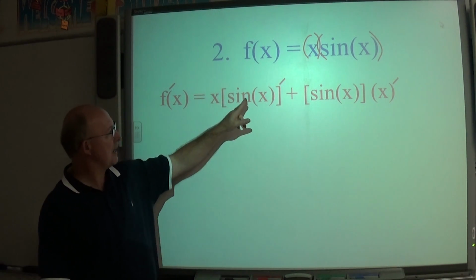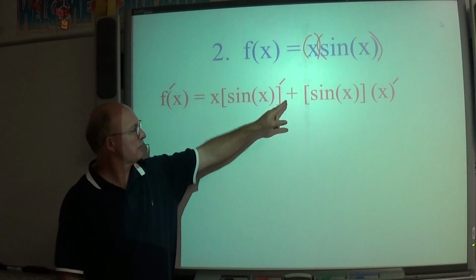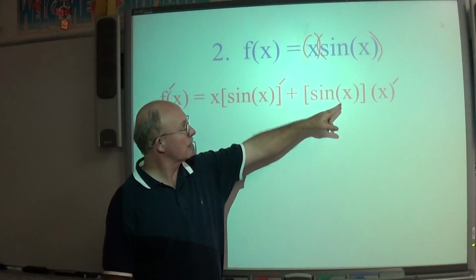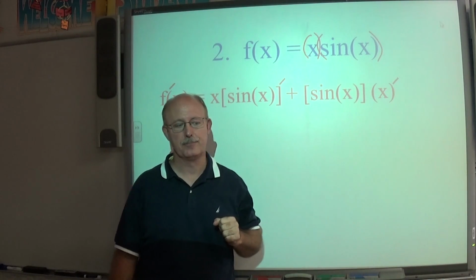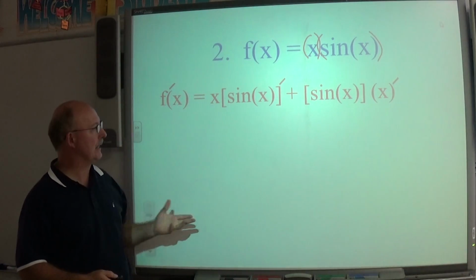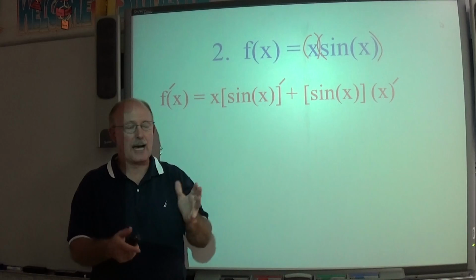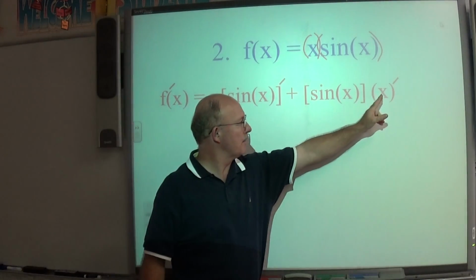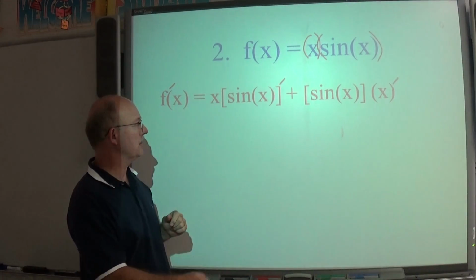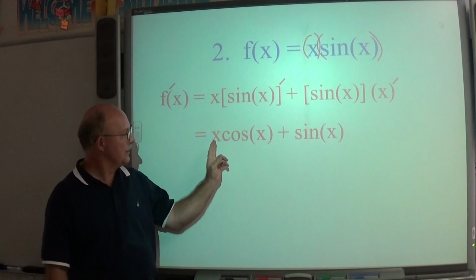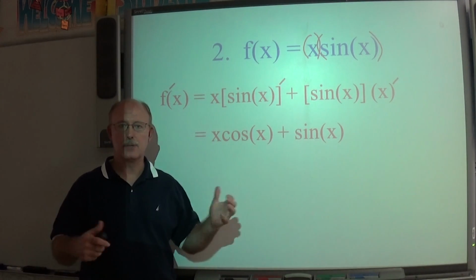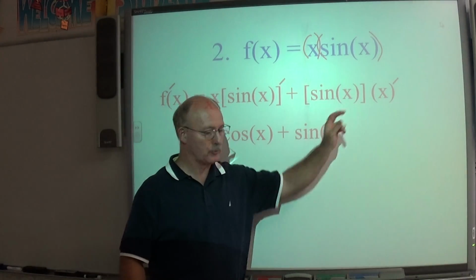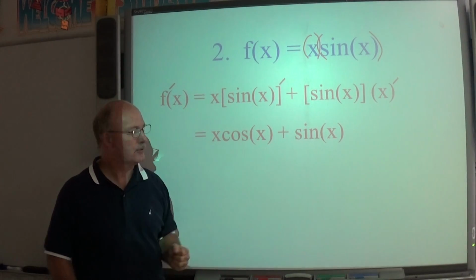So the x times the derivative of sine x plus the second function, which is your trig function, sine x times the derivative of x. So let's see what we get for our answer now. The derivative of sine is cosine, all right? And the derivative of x is 1. So as we simplify this, the first term will be x cosine x plus sine x. It's actually sine x times 1, which is just sine x.